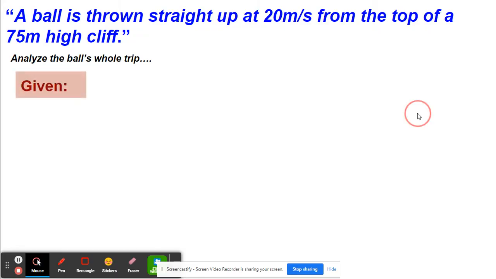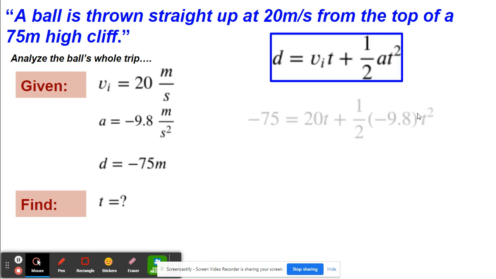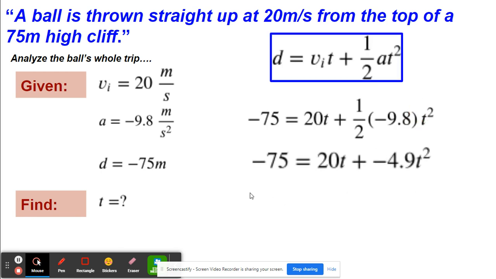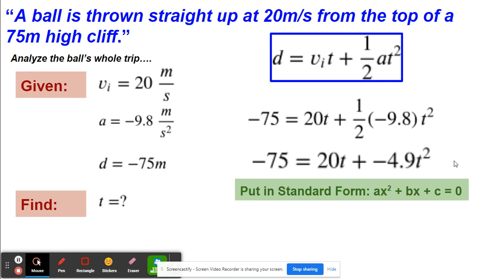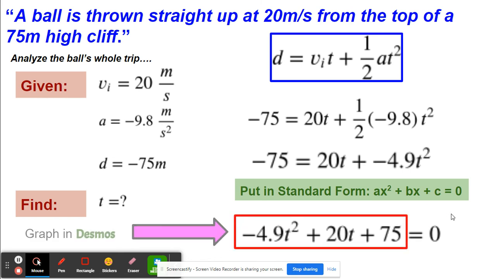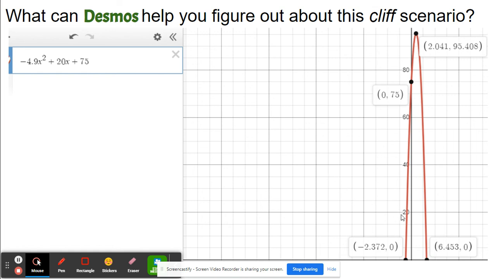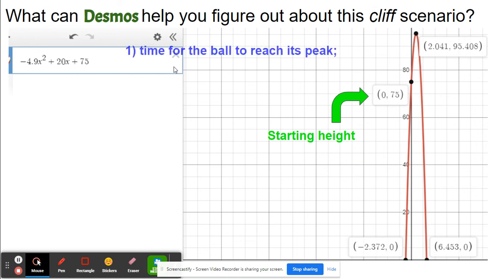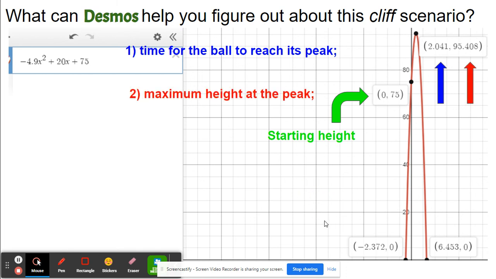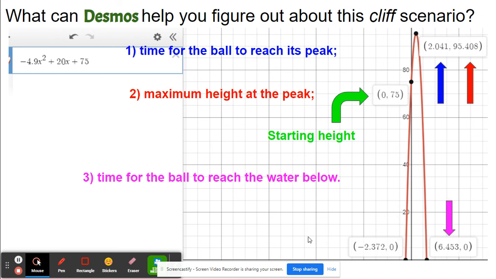So again, just to sum up, you have this equation here, and then you rearrange it to put it in the standard form of ax squared plus bx plus c equals 0. Once you've done that, you can take this expression on the left and graph that in Desmos, as we just did. Then you can see it gives you these critical points: the starting height at time 0, the time for the ball to reach its peak at 2.04 seconds, the maximum height at the peak being 95.4 meters, and the time for the ball to reach the water below, 6.453 seconds. All right, hopefully this helps.